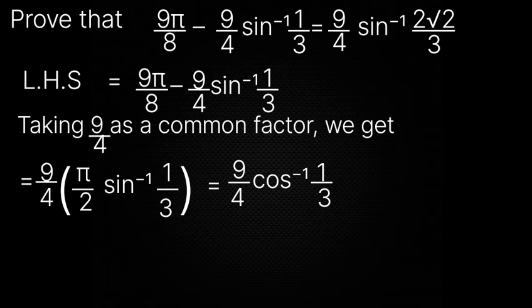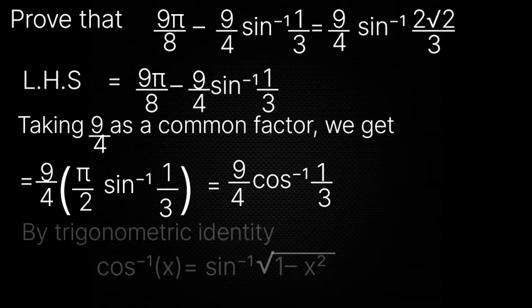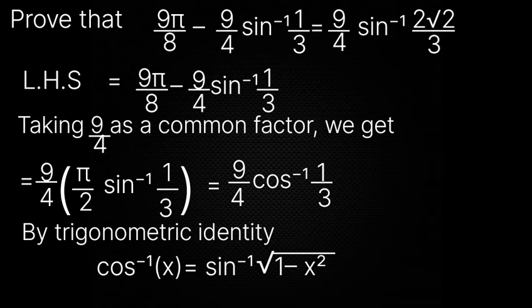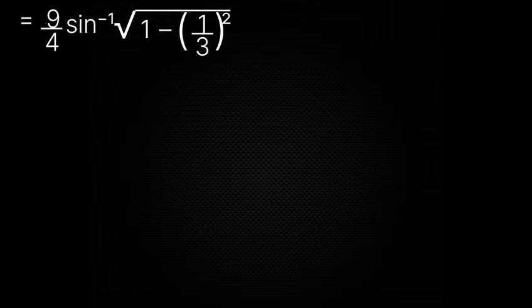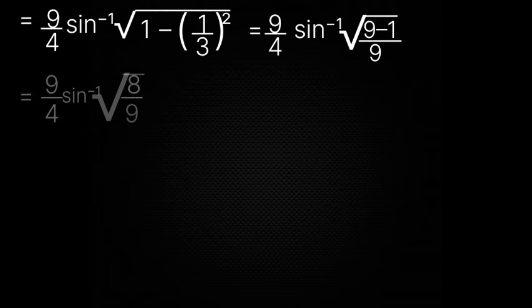Next, we need to convert this cosine inverse into a sine inverse to match our right-hand side. We will use the identity cos⁻¹(x) equals sin⁻¹ of the square root of 1 − x². By substituting x equals 1/3, the expression becomes (9/4) sin⁻¹ of the square root of 1 − (1/3)². Simplifying the term inside the square root, we get 1 − 1/9, which equals 8/9. So now we have (9/4) sin⁻¹ of the square root of 8/9.